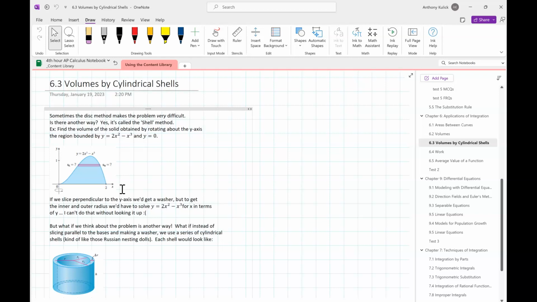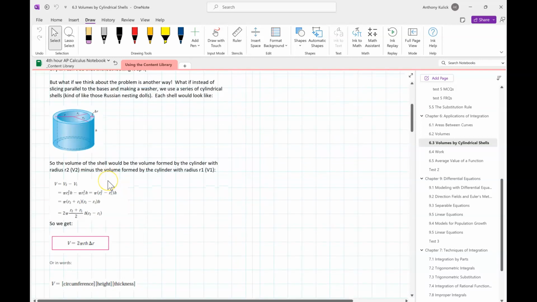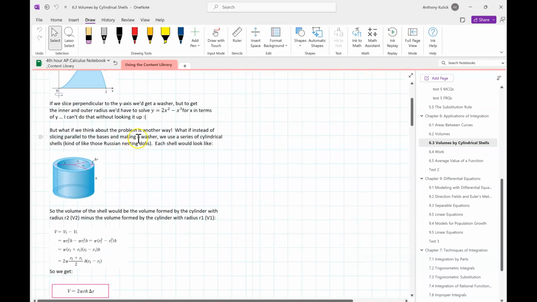Oh no, I noticed a little frowny face. I can't do that without looking it up. The frowny face. Yeah, it's going up, yeah, right.